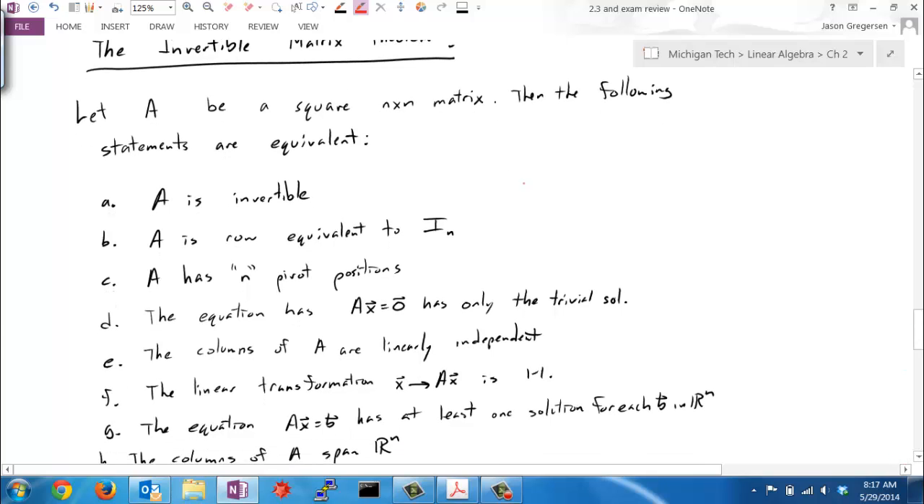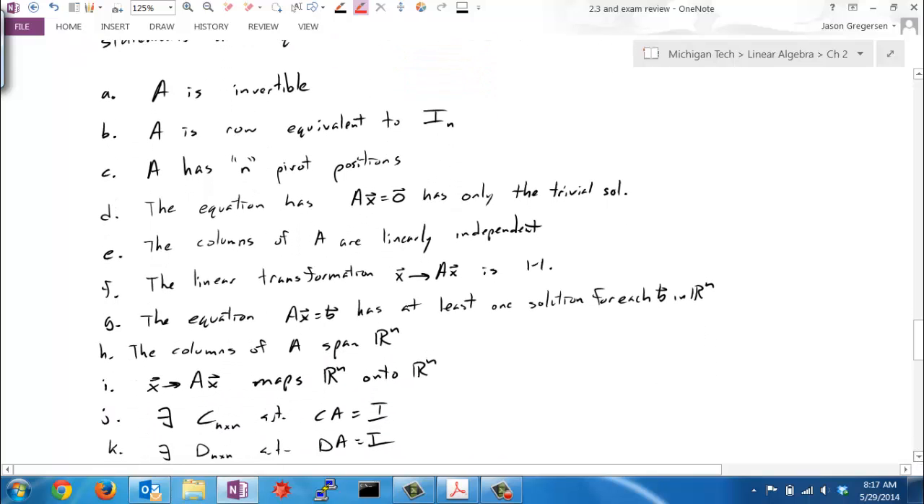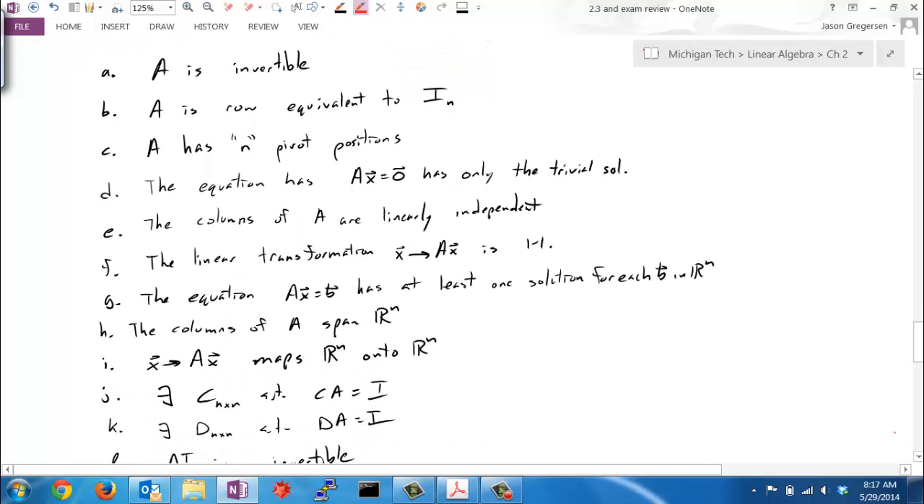It says if we have a square matrix, first of all, because it has to be square, then the following statements are all equivalent. One implies all the rest. If one is true, they're all true. So if A is invertible, then all these other things are true. A must be row equivalent to the identity matrix. Well, we just kind of talked about that, right? We can row reduce to identity.